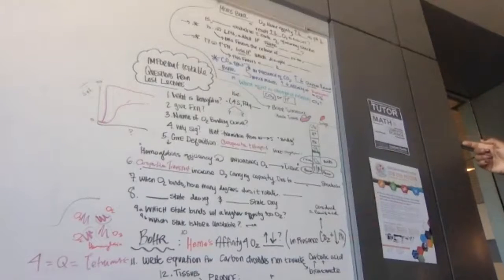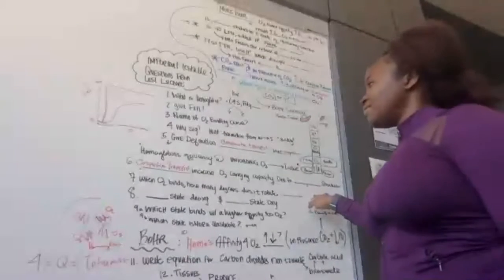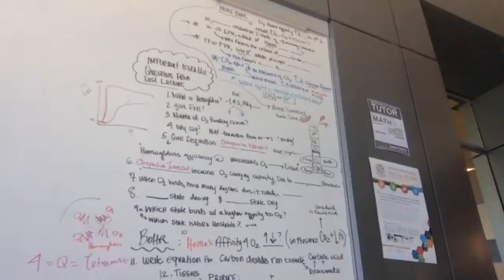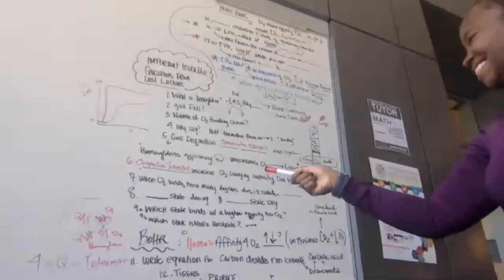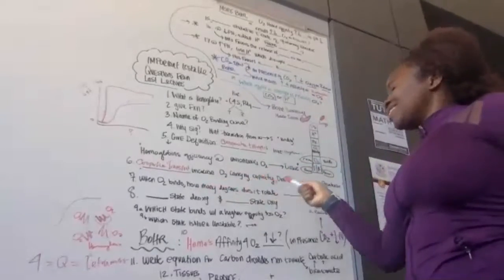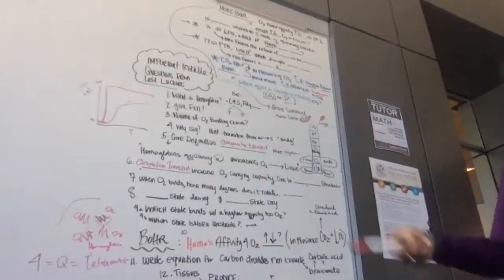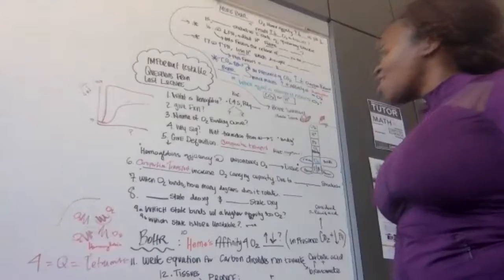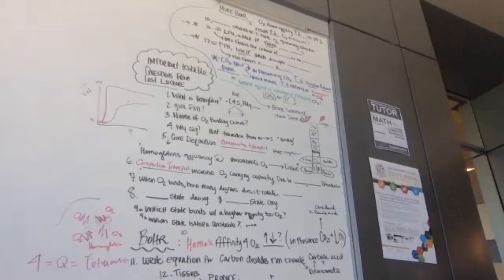Everybody good with that last concept? Getting there. Okay, cool. When O2 binds, how many degrees does it rotate? 15. Oh, okay. And then 3.6 is how many amino acid residues, that's just in an alpha helix. That's for alpha helix. Exactly. Okay, 8.